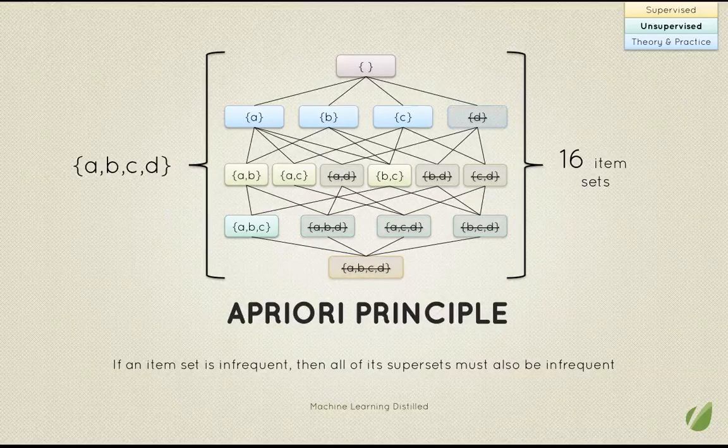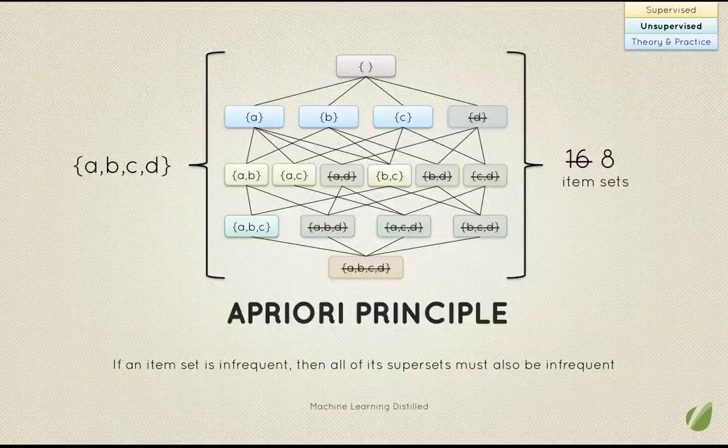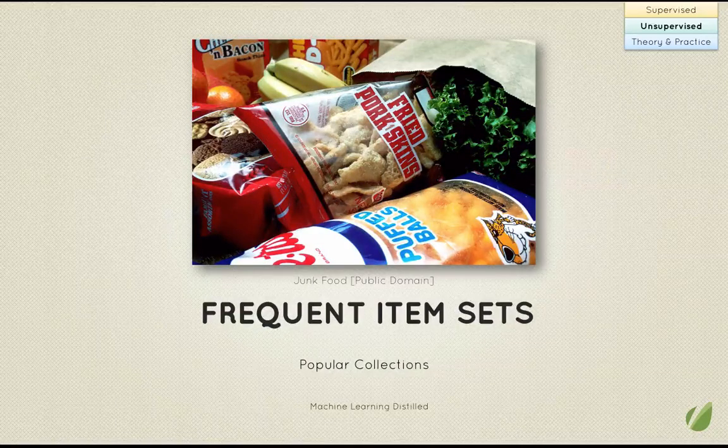So by simply doing this, we've turned 16 sets that we need to check into 8 sets. This is the beauty of the a priori principle: we're taking this huge quantity and reducing it to a number that's much more manageable. The first thing that we're searching for in a data set using a priori association is frequent item sets.